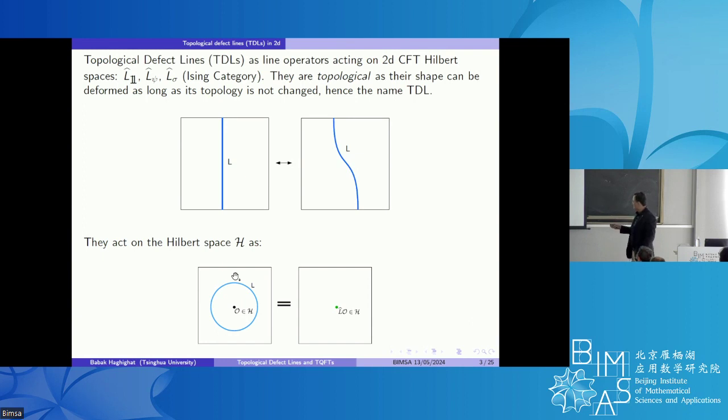You shrink it and it acts on it and it gives you a different operator, which is the action of this line operator on this point, right? So this is basically what these are. As much as I can say, of course, there's much more to say, but just to give you a first order definition of these.